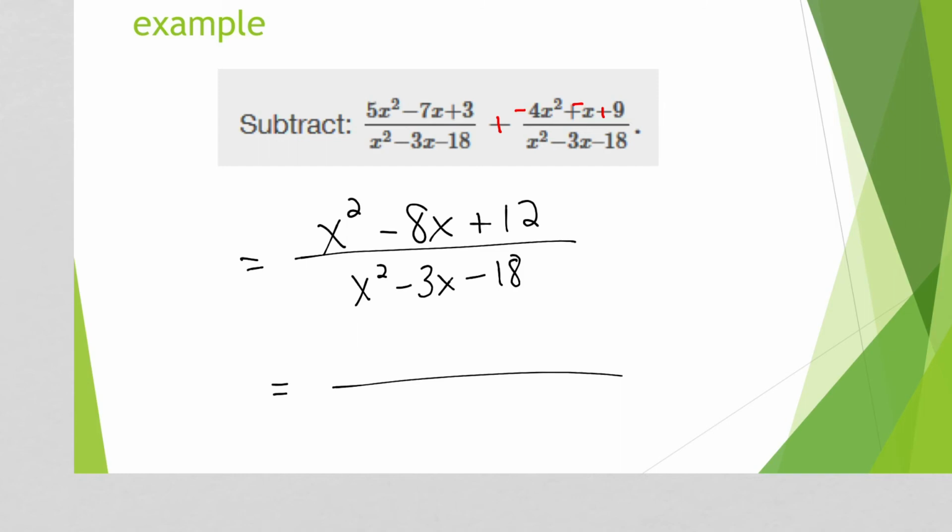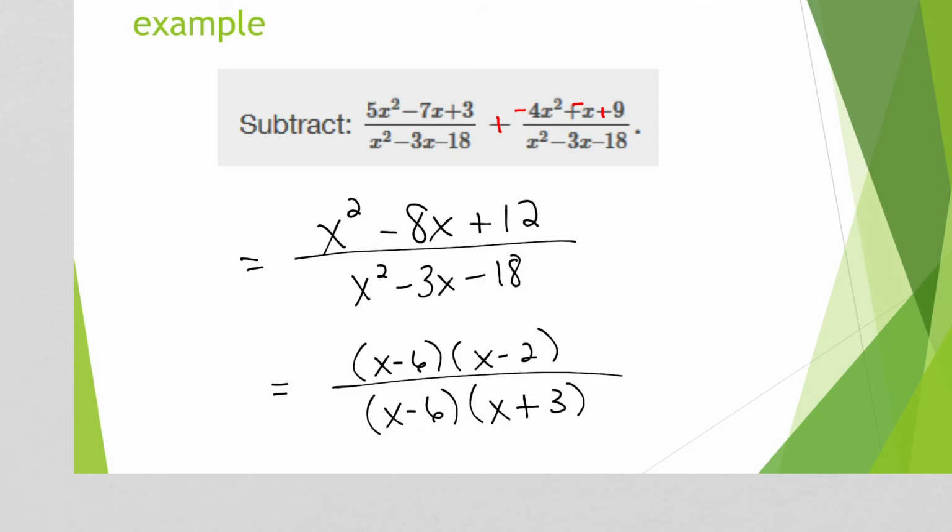So let's factor those babies real quick. The numerator, we want it to multiply to be 12, but add up to be negative 8. I think that is probably x minus 6 and x minus 2. The denominator, we want it to multiply to be negative 18, but add up to be negative 3. That is x minus 6, x plus 3.